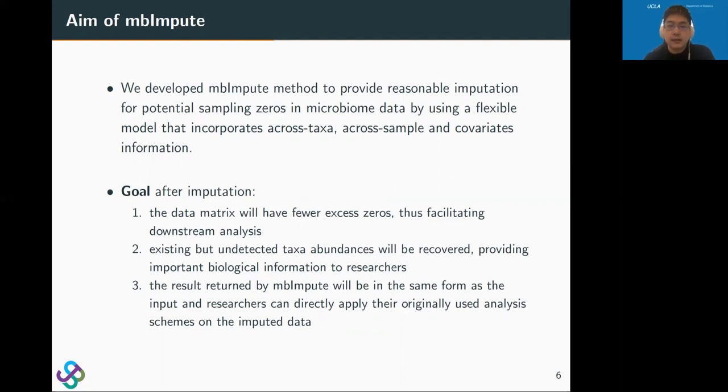We want the existing but undetected taxa abundance to be recovered and provide important biological information to researchers. And we want the result returned by mbImpute to be the same form as the input. So if the input is an m by n dimensional abundance matrix, we hope that our method will also return an m by n dimensional matrix, and the researchers can directly apply their originally used analysis schemes on the imputed data.